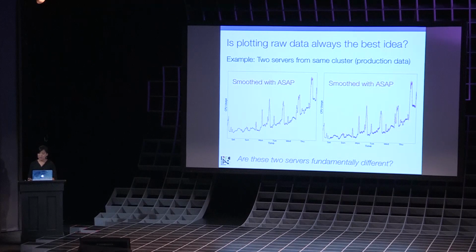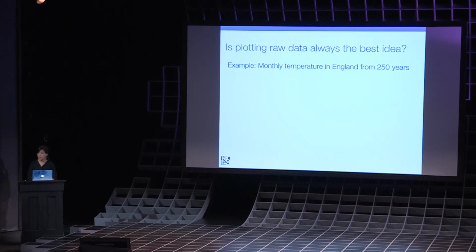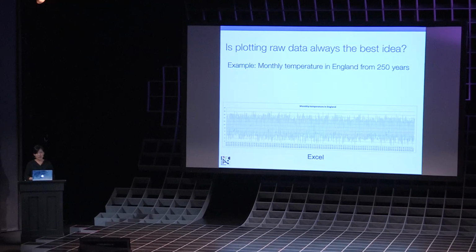To further illustrate my point of how fluctuations can really obscure the overall trend in your visualization, I have another example data set where I have 250 years of monthly temperature data in England. I tried plotting this in Excel, and here is what I got. So on the x-axis, I have time, and on the y-axis, I have the average temperature. Well, in retrospect, this plot makes sense because temperature always goes up during summer and goes down during winter.